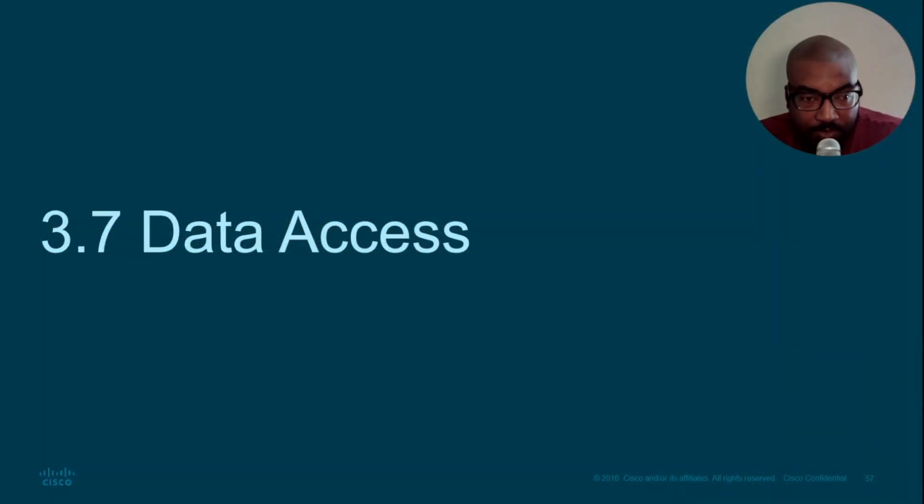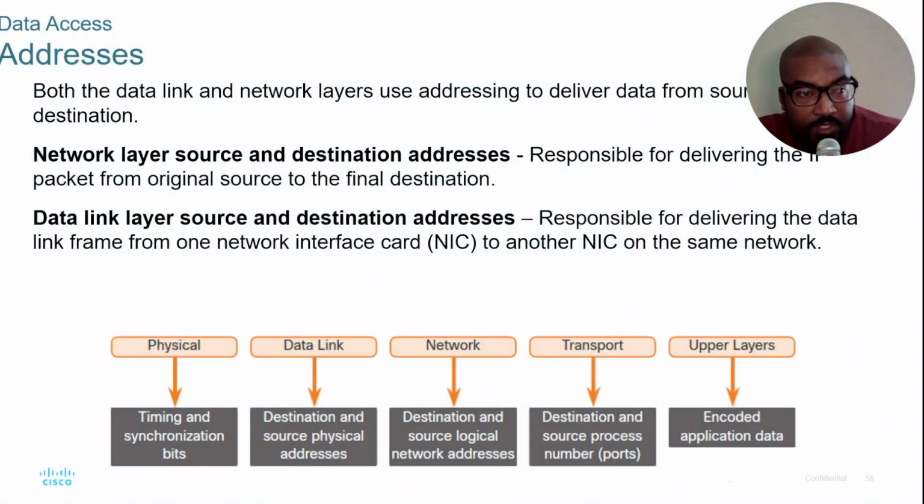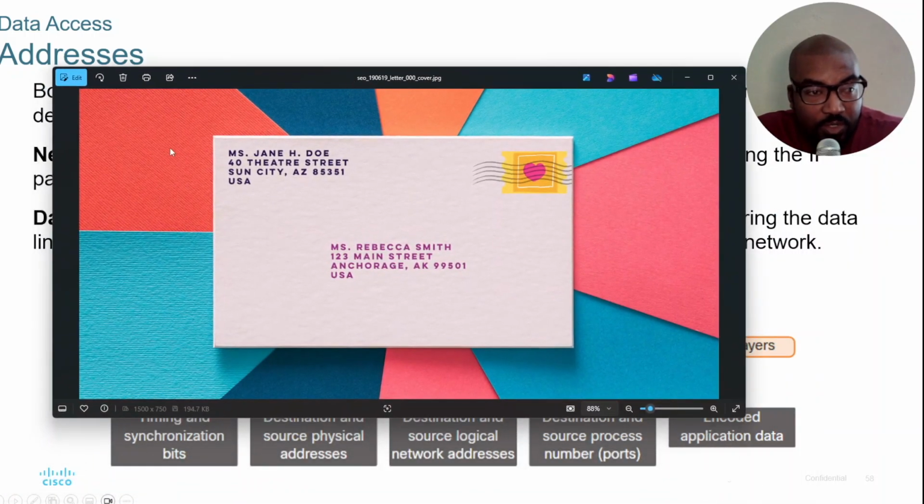Data access. Both the data link and the network layers use addressing to deliver data from the source to destination. Network layer source and destination addresses are responsible for delivering the IP packet from the original source to the final destination. Remember, the original source to the final destination.